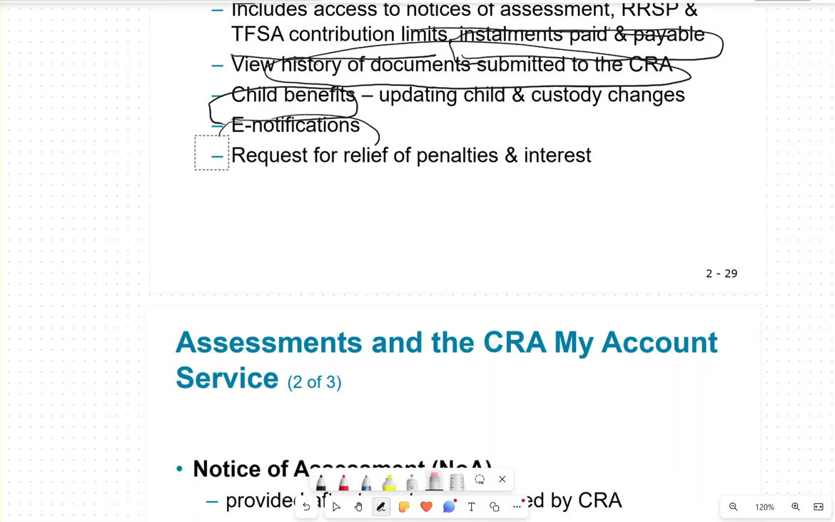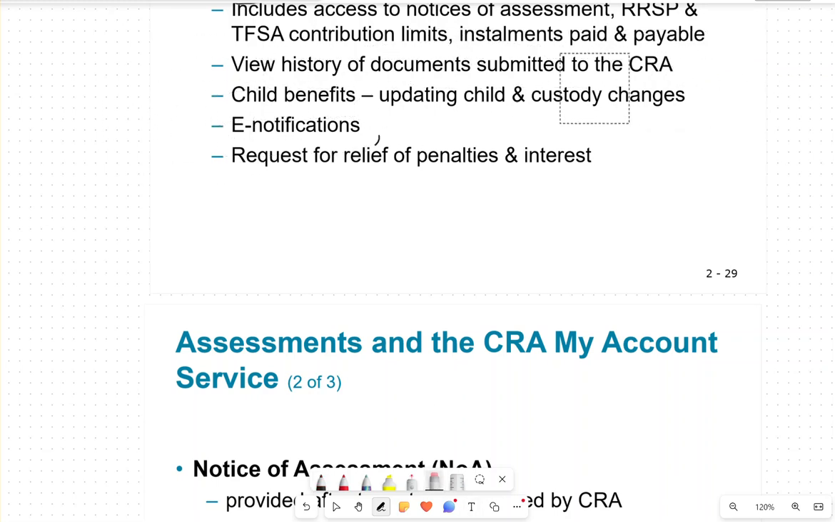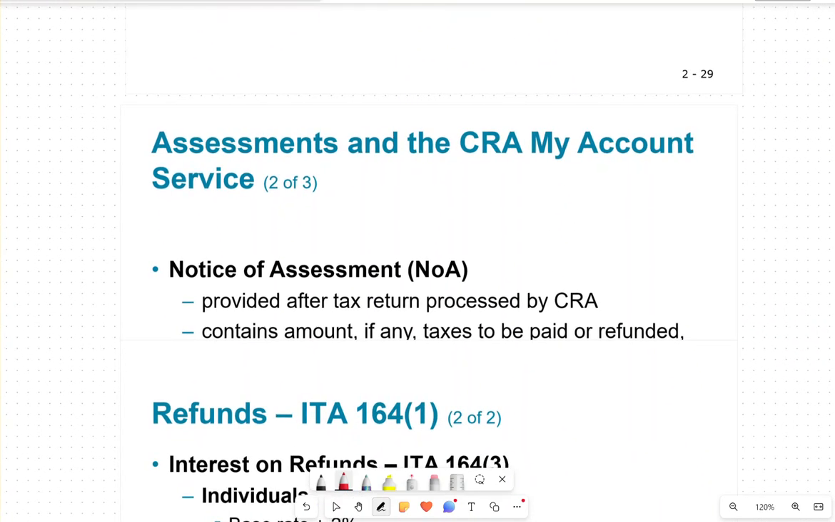Also, if you did not make the payment and you had a good reason for not making installment payments or not paying your taxes, you could request relief for penalty and interest. You have to have a good, legitimate story for why you didn't file taxes on time and why you did not make a payment. That request is done through My Account.